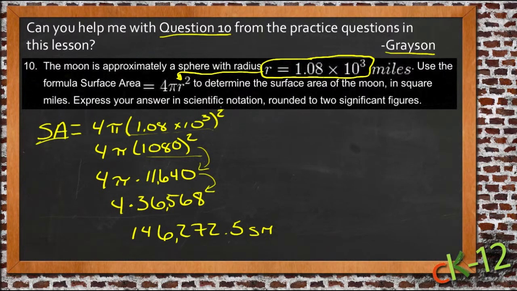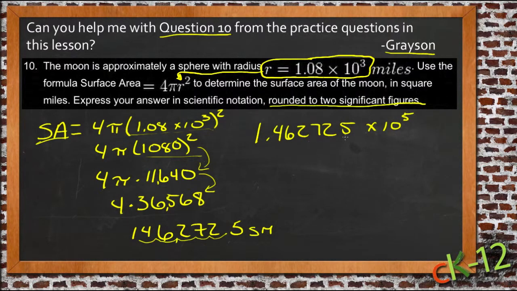Now they're asking us to put that in scientific notation, so we need to take the decimal and move it back over 1, 2, 3, 4, 5 places, which would give us 1.46275 times 10 to the 5th. And then it says round that to two significant figures. So we just round to here.